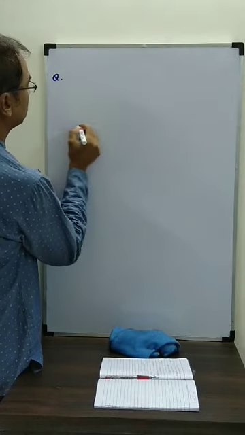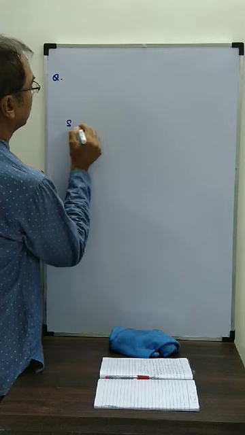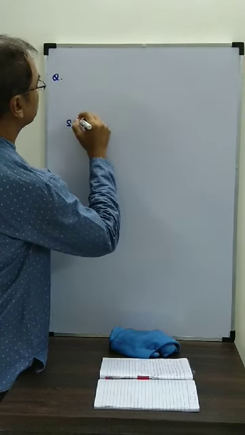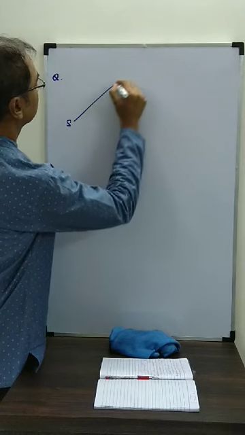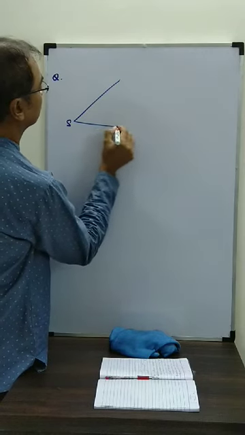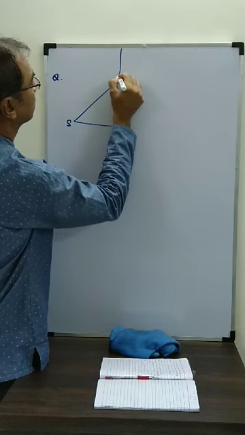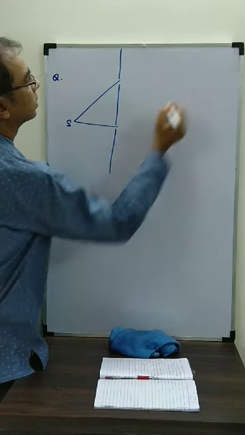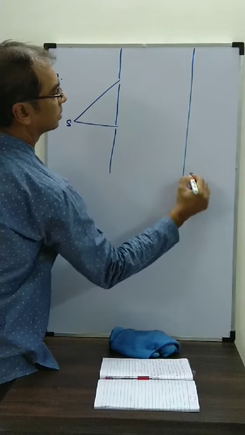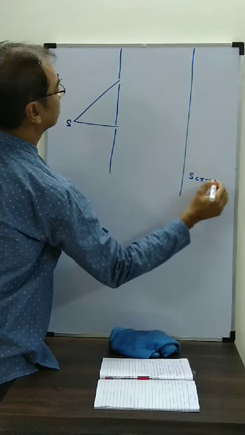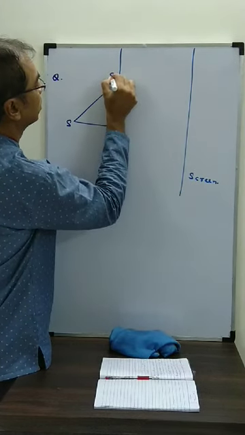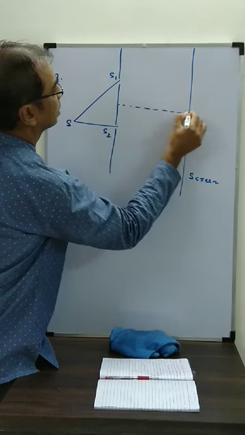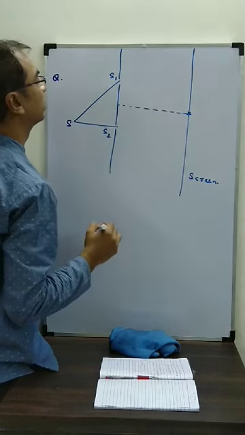Here is a source, and we are making two slits over here. One is like this, and one is like this. Here is a slit, and this is a slit, and there is a screen here. This is S1, this is S2, and this is the center of the screen.